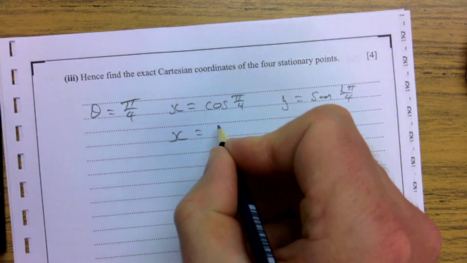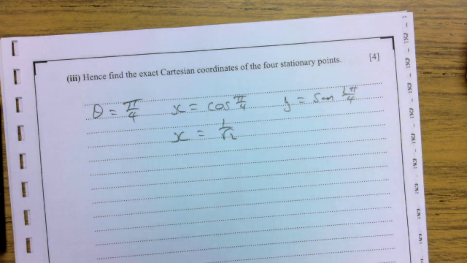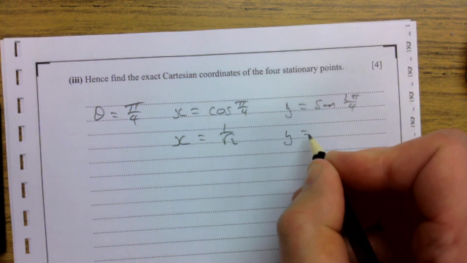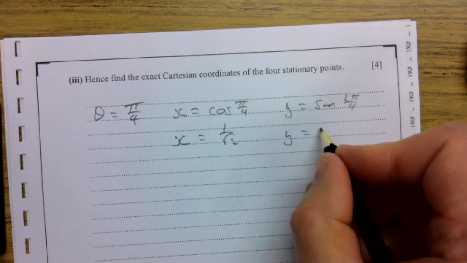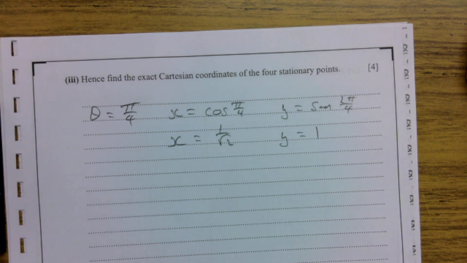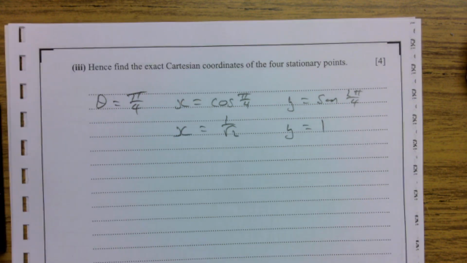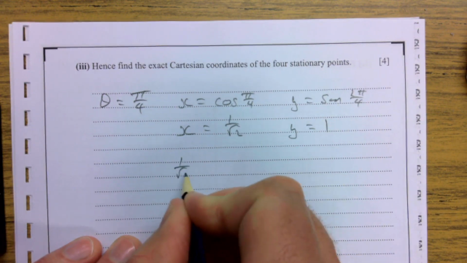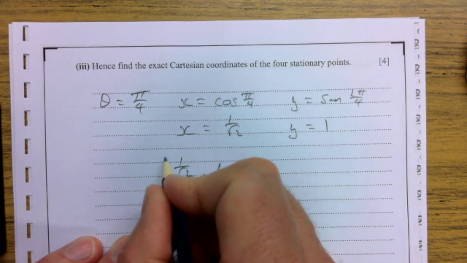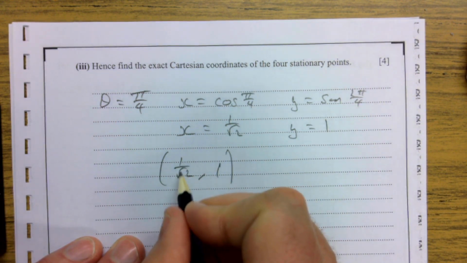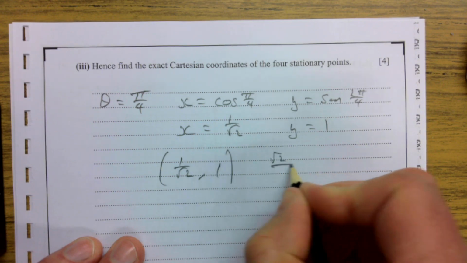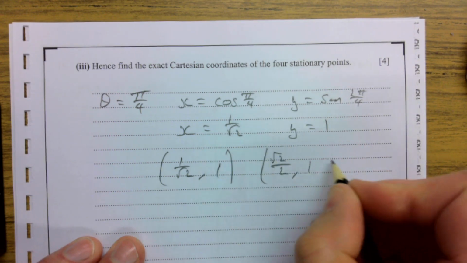So that means x is going to be 1 over root 2. Again, checking your calculator, it's equivalent to 45. And then y is going to be sine of 2 pi over 4, and it's just going to be 1. So my coordinate of the first stationary point is 1 over root 2 and 1. Now some people like to rewrite this. I like to rationalize the denominator, so that would be root 2 over 2. It's just the same number as 1 over root 2.